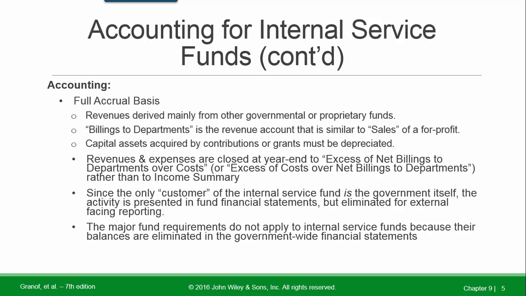Since the only customer of the Internal Service Fund is the government itself, the activity is presented in fund financial statements, but eliminated for external-facing reporting. The major fund requirements do not apply to internal service funds because their balances are eliminated in the government-wide financial statements.